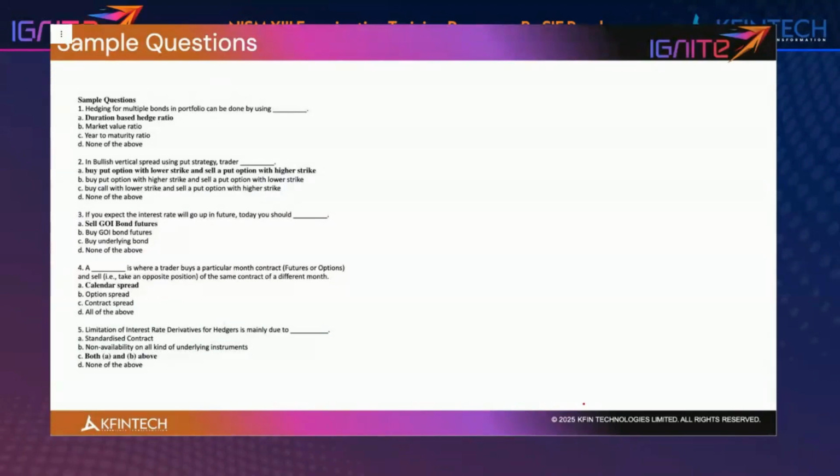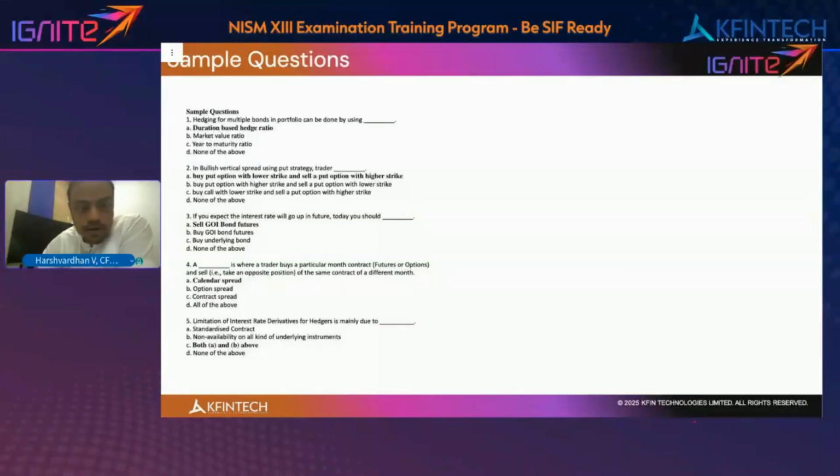Yeah. So let's go through each question. The first one, I think most of you have given the correct answer. Hedging for multiple bonds in a portfolio can be done by using a duration-based hedge ratio. Unlike stock, which does not have a duration, bonds have duration, and you can hedge the risk by hedging the duration risk.